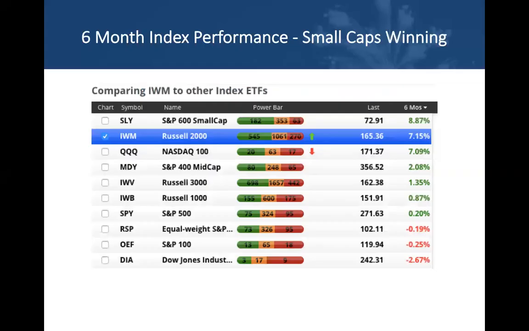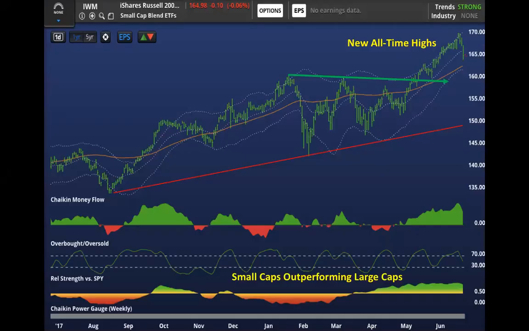But if we look at the performance of the various market segments over the last 6 months, we see that small caps have been winning. The S&P 600 small cap, the ETF is IJR or SLY. Russell 2000, those are where the leadership has been, plus the NASDAQ 100. At the bottom, the Dow Jones, the S&P 500, down over 6 months as of last night's close. So small caps have been where the opportunities are, and this chart of the IWM shows you that.